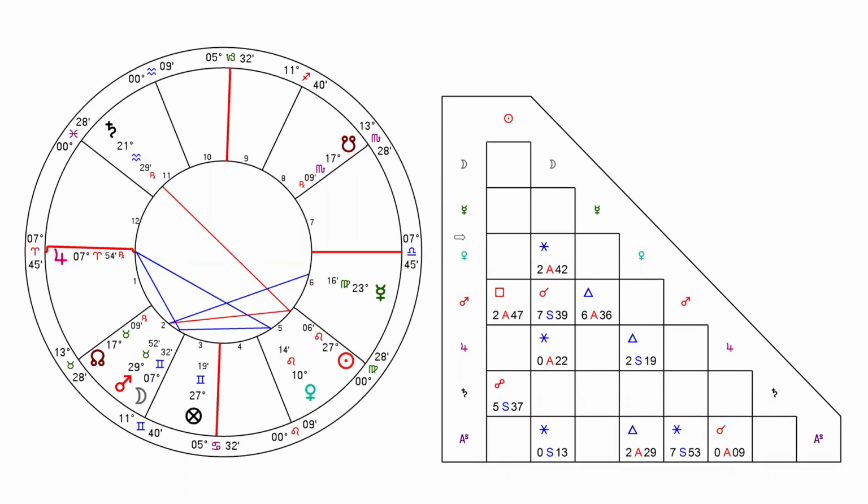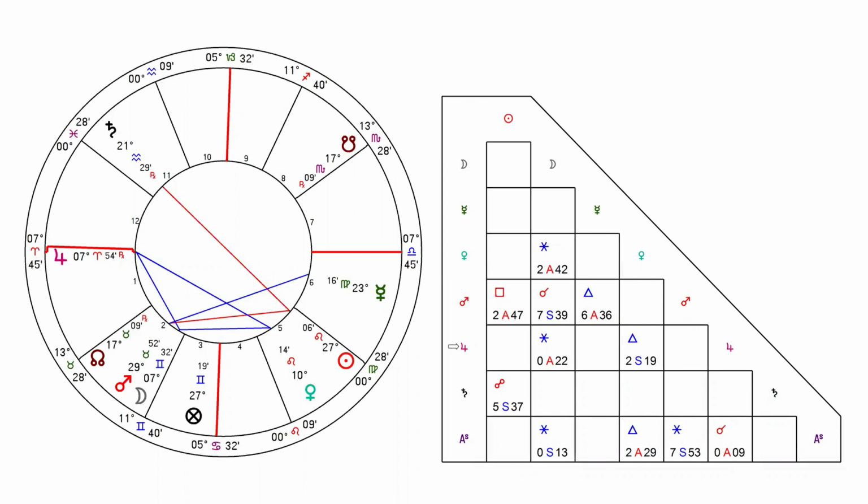So you can see at the top, we have a sextile between the moon and Venus. On the next row, on the fourth row of squares, we see that we have a square between Mars and the Sun, a conjunction between the moon and Mars, a trine between Mars and Mercury.